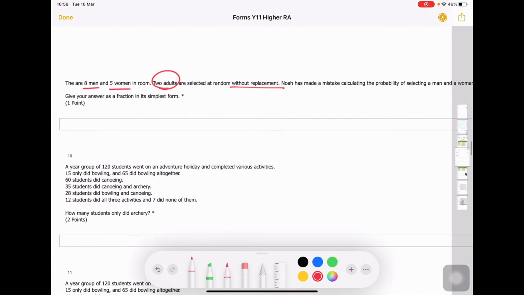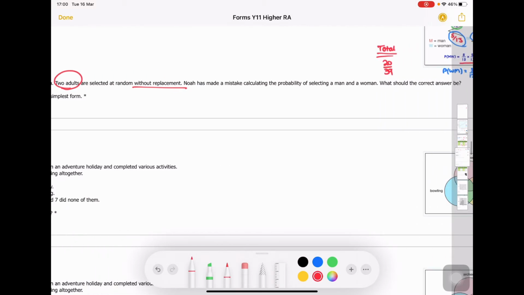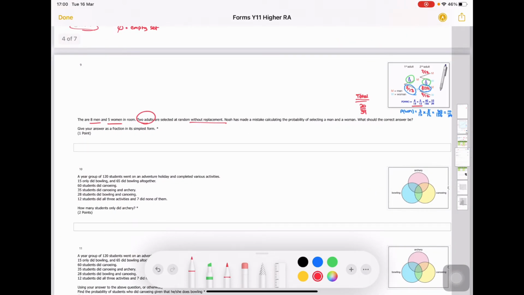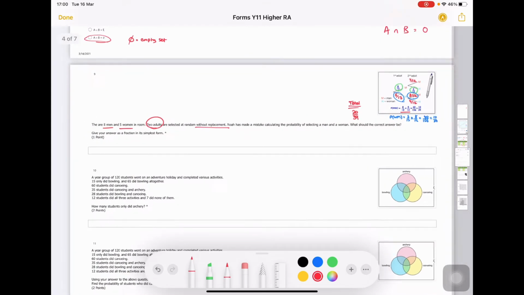Okay, a year group of 120 students went on an adventure holiday and completed various activities. 15 only did bowling, 65 did bowling altogether, 60 did canoeing, and okay, that's a lot of information. I'm going to start filling out the Venn diagram. So we know we have 120 in total.